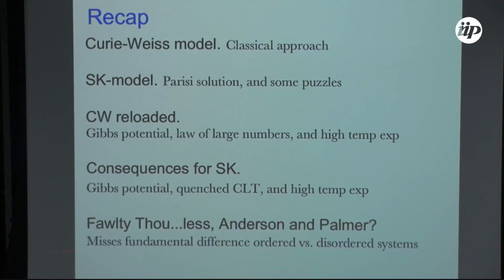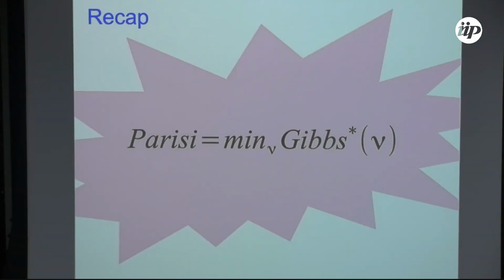If I can summarize, I think the Thouless-Anderson-Palmer approach misses a fundamental difference between ordered and disordered systems, and it's this one. In one, the law of large numbers kicks in, and in the other, the quenched central limit theorem. How to overcome this, I don't know. It's a challenging problem. But the main point is this: the Parisi theory is way less mysterious than the TAP theory, I think. The Parisi functional, this complicated, at first sight nonsensical object, is a Gibbs variational principle, amended for the disorder.